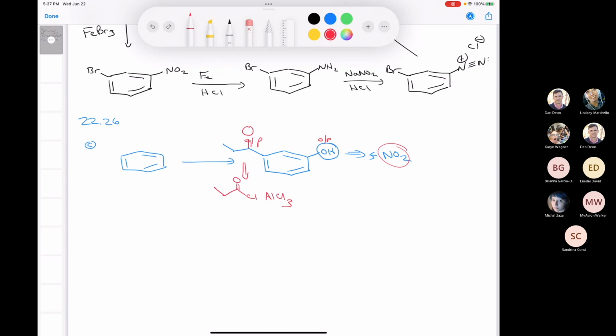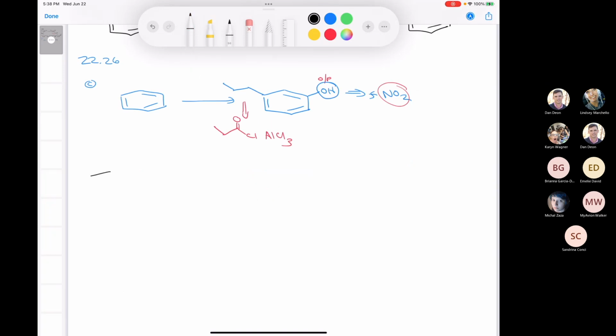So let's do that. Let me just scribble some of this out here. We'll just erase all that. Okay, so let's start over here. We're going to have to take our benzene and do our Friedel-Crafts acylation. So that's going to need propionyl chloride and aluminum chloride. And that's going to put our acyl group on our aromatic ring like this. And that is a meta director. So now we can do the nitration. We can put that nitro right where we want it. Nitric acid and sulfuric acid.